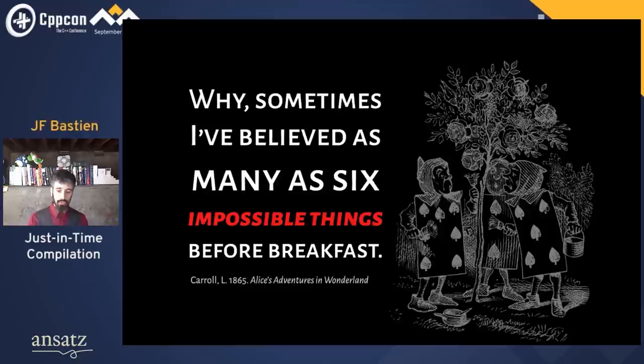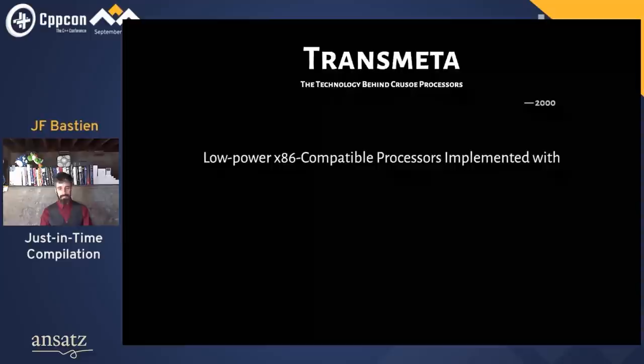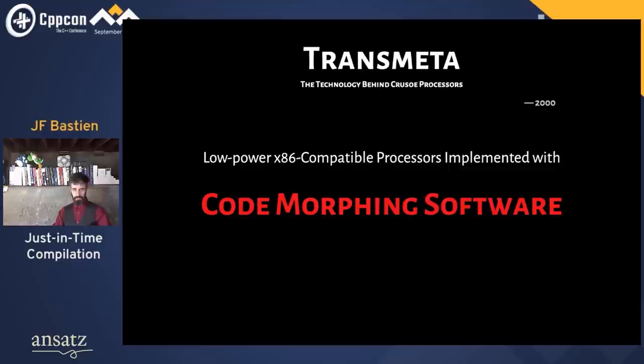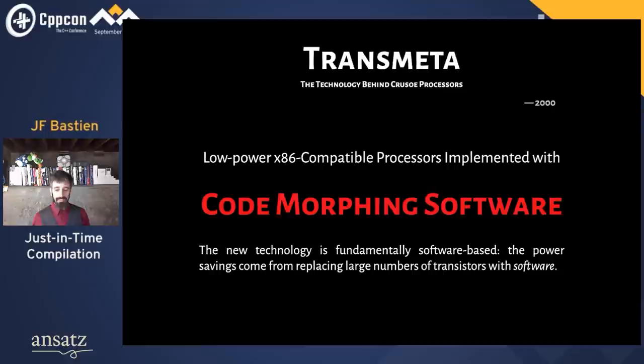This is really cool. Transmeta, the technology behind the Crusoe processor from 2000. So their tagline, the start of the white paper, this isn't really an academic publication, it's a white paper that exposes the architecture: a low-power x86-compatible processor implemented with, and wait for it, if you know what's coming, just don't spoil it for the other people in the room, it's implemented with code morphing software. Wow. The new technology is fundamentally software-based. The power savings come from replacing a large number of transistors with software.